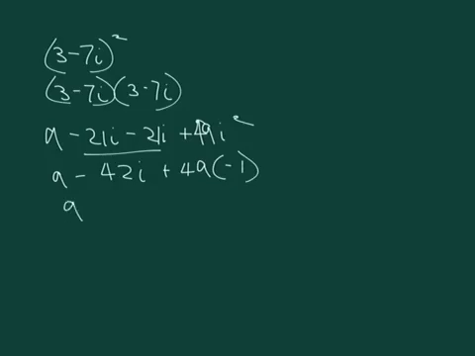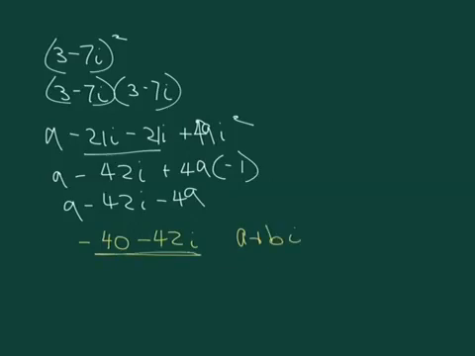So 9 minus 49 is -40 minus 42i. And again, it's written in the form a plus bi. Okay, real number first, imaginary part second.